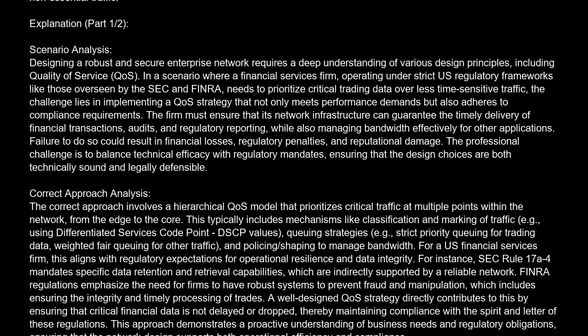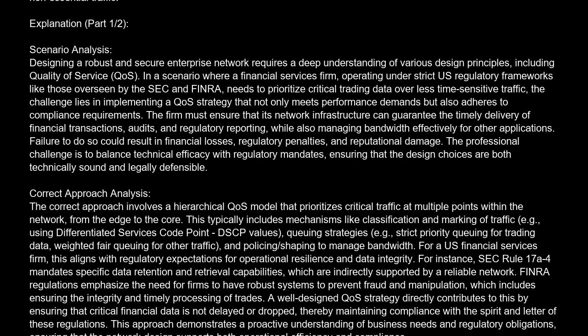The correct approach involves a hierarchical CoS model that prioritizes critical traffic at multiple points within the network, from the edge to the core. This typically includes mechanisms like classification and marking of traffic, e.g., using differentiated services code point (DSCP) values, queuing strategies, e.g., strict priority queuing for trading data, weighted fair queuing for other traffic, and policing/shaping to manage bandwidth. For a U.S. financial services firm, this aligns with regulatory expectations for operational resilience and data integrity.